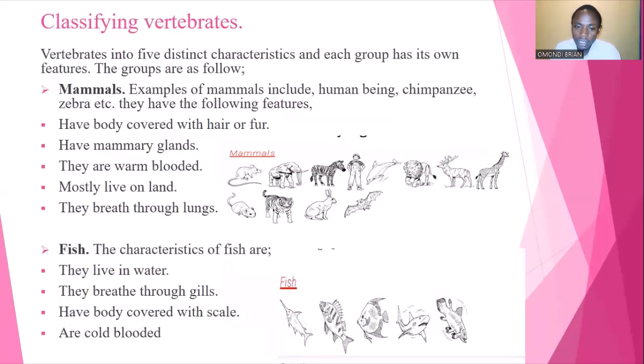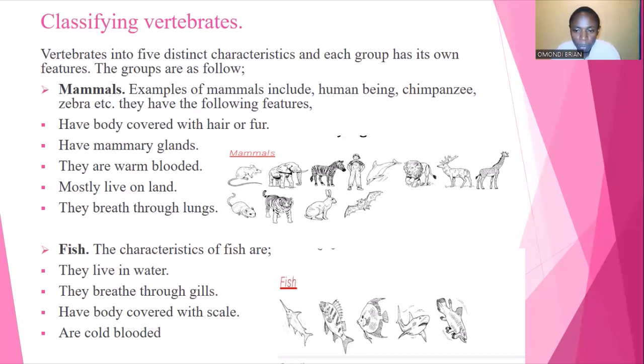Classifying vertebrates. We have discussed that vertebrates are animals that have a backbone. Vertebrates are classified into 5 distinct groups, and each group has its own features. The groups are as follows. We are going to discuss them one by one: mammals, fish, birds, reptiles, amphibians. So let's begin with mammals.